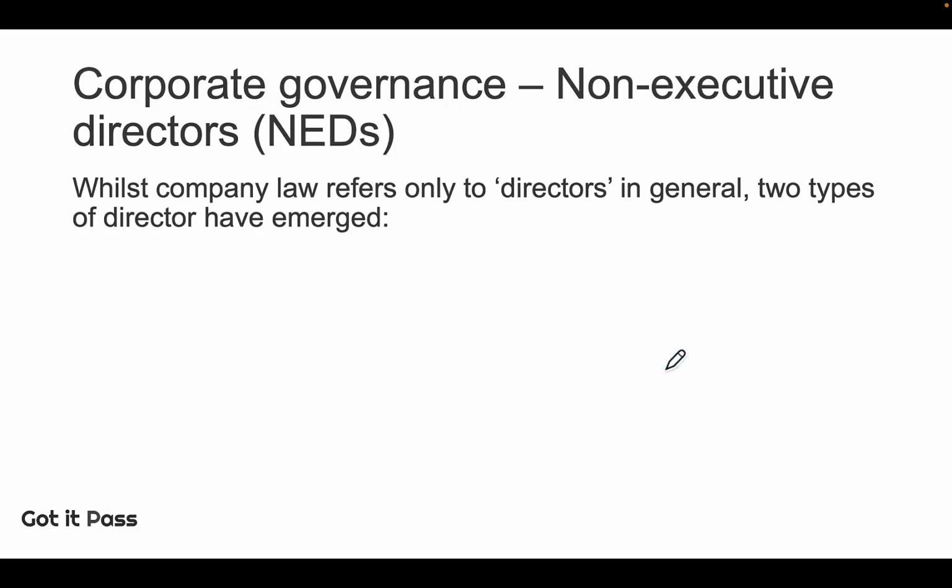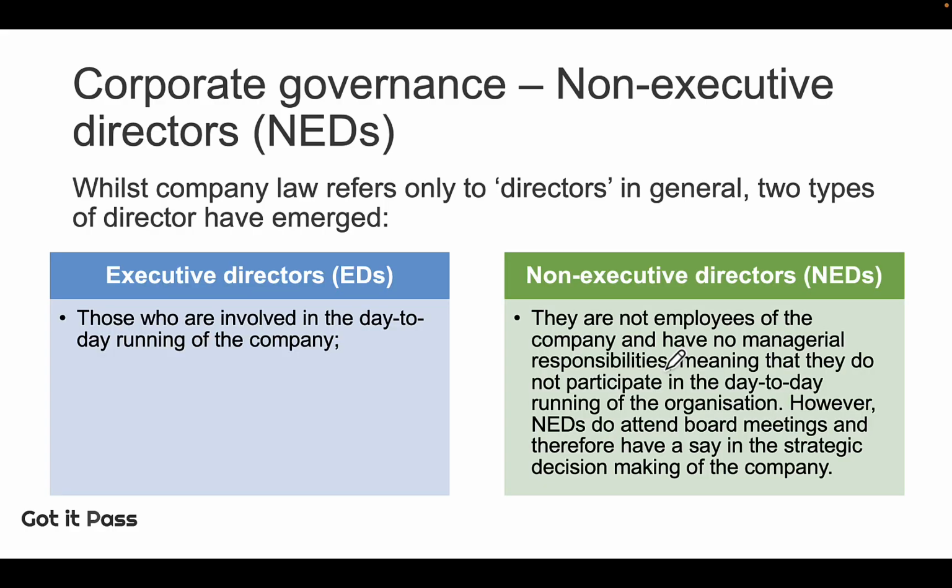In company law, it refers only to directors in general. But two types of directors have emerged. As we mentioned, one of the recommendations of best practice is that the composition of board members should include both executive and non-executive directors. Executive directors, on the left-hand side here, are those involved in the day-to-day running of the company. It's quite straightforward. Executive directors are managing the company, they are involved in the operations, they engage with it.